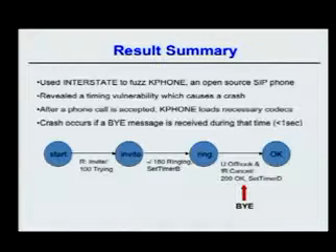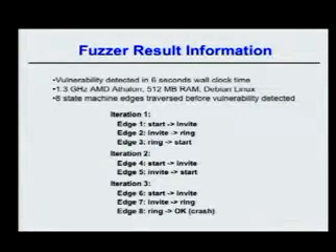So that's what happened. We randomly tried messages and eventually just sent that bye in the right timing window, and it crashed the phone. And this is just detail about exactly what happened. It only had to traverse 8 edges before it found that error. It was doing it randomly, and it traversed 8 edges before it actually ran into the bug.